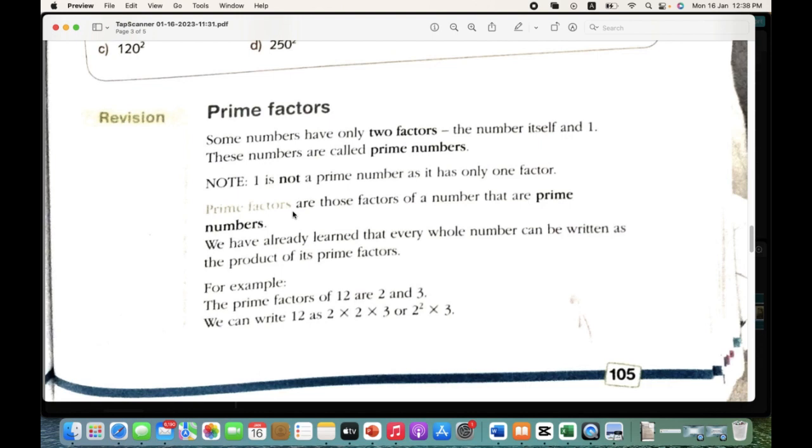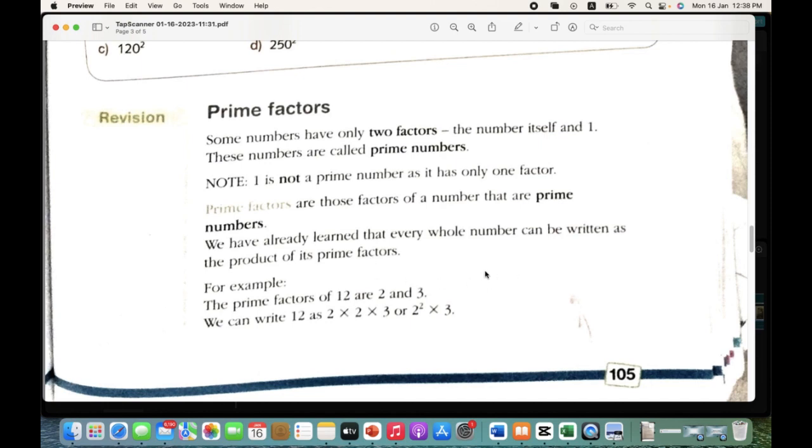Numbers that have only 2 factors, itself and 1 only, are called prime numbers. For example, 2 is a prime number. The factors are 1 and 2 only. 3 is a prime number. The factors are 1 and 3 only.